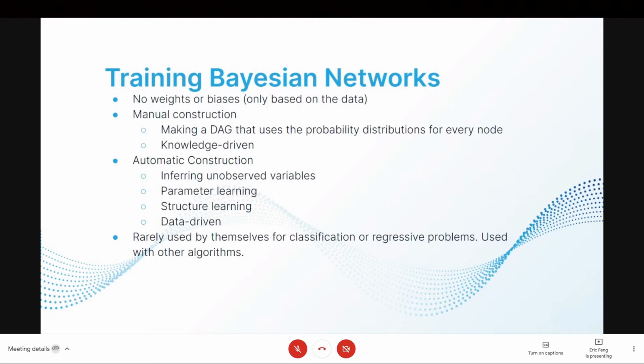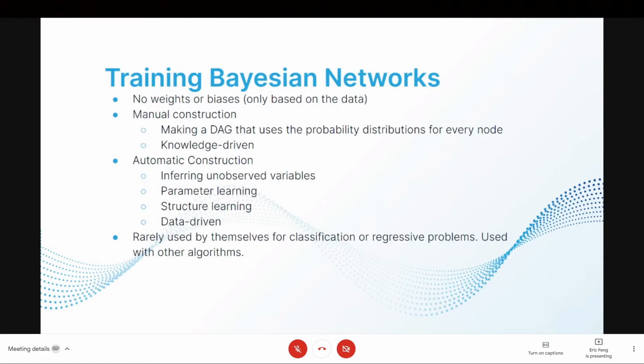So manual construction is knowledge driven and relies purely upon the knowledge of the programmer to make a directed acyclic graph that Ram talked about earlier. And they use that to calculate the probability distributions for every node and the dependencies between those nodes. So this requires a lot of manpower, and it is very accurate, but it cannot be applied to larger data sets in which manual construction is physically impossible. So in that case, we turn to automatic construction.